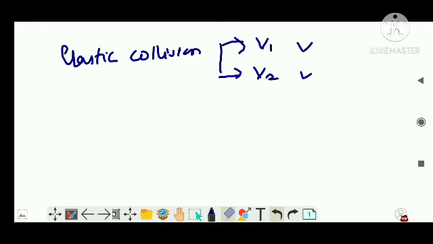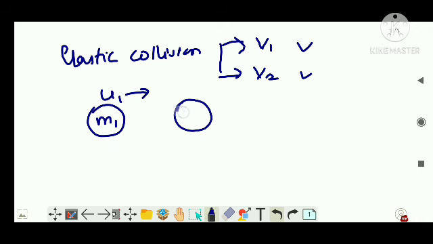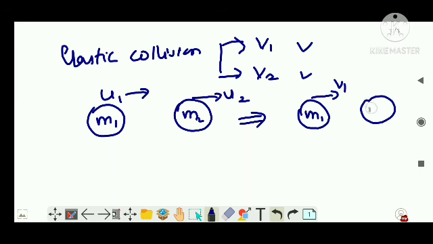Now, there are two masses, m1, let's say it has velocity u1 in this direction. m2 also has a velocity u2. It is not at rest. So they undergo a collision, so that now m1 is moving with velocity v1 and m2 is moving with velocity v2. Now we are going to find the expression for v1 and v2.